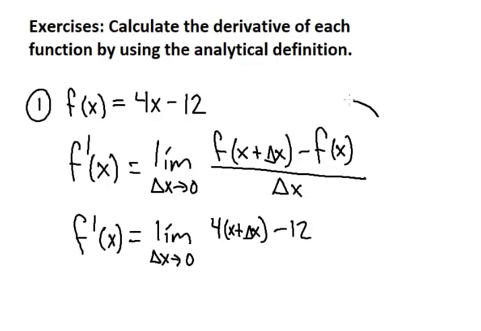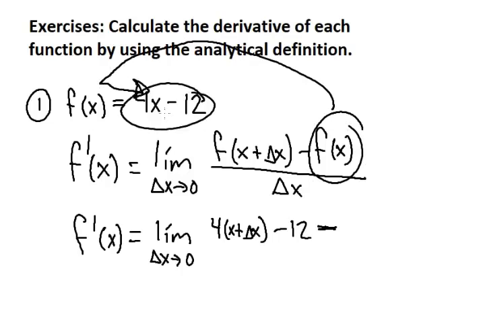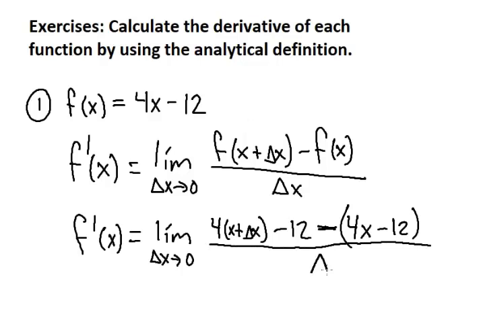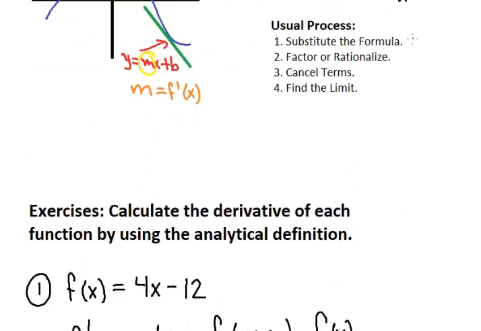Then according to the formula, I'm going to copy now the minus. There's a minus in here, the minus of the formula. And then I'm going to copy f of x. What is f of x? Well, f of x is this thing, the whole thing, the original function, which in this case is 4x minus 12, inside parentheses. Don't forget to put parentheses whenever you substitute the original function. All of that is going to be divided by delta x. So we already substituted. That was the first step.